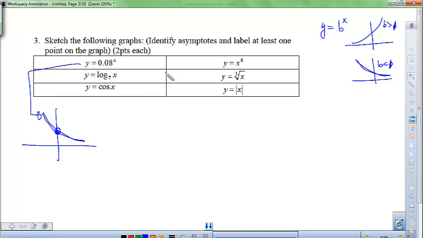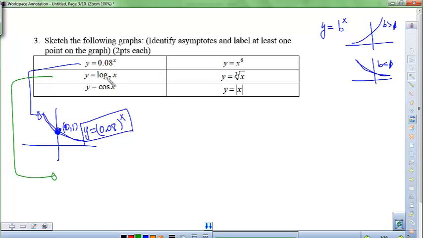It's asking us to label a point, and the easiest point to label here is when x is equal to 0, y is equal to 1. So let's say (0, 1) for that point. Okay, that's the first one. Let's choose another color for the second one. Let's label this graph too, since we're going to have a messy page here. y is equal to 0.08 to the x power.